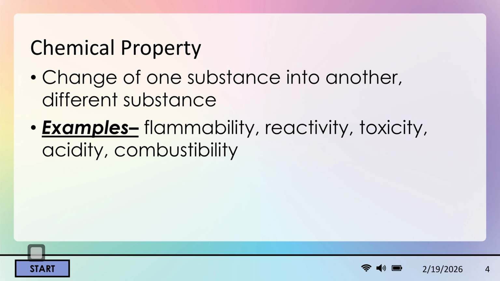Poisonous, so toxicity, okay, is another example. Because toxicity means how it will react and possibly create a poisonous negative reaction with you. Anything with reactivity, acidity, those are chemical properties.